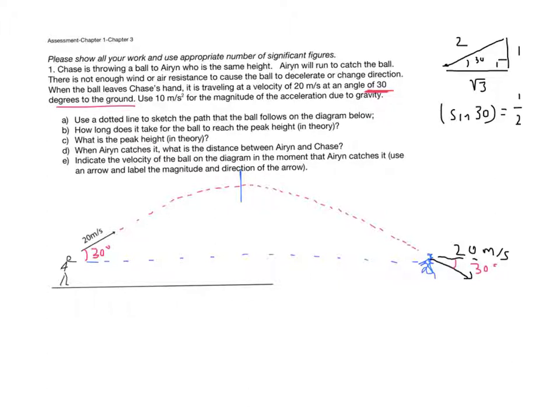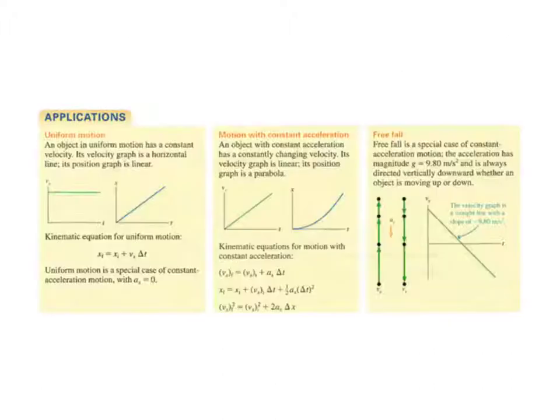Cat. Okay, now we're going to figure out how long. We've already done this, we've drawn the dotted line. How long does it take to reach the peak height? So, again, in order to do this, you need to know that the velocity going vertically at the peak height is nothing. So we look at our equations that are available to us, and you recall that this vertical situation is that of free fall.